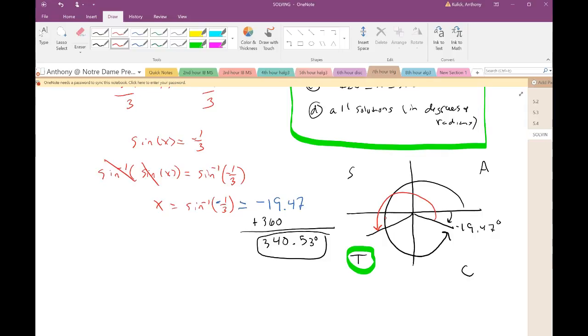Okay, so we also have this angle here in red. That's going to be our other solution, or another solution. Are there any other places between 0 and 360 where sine is negative?